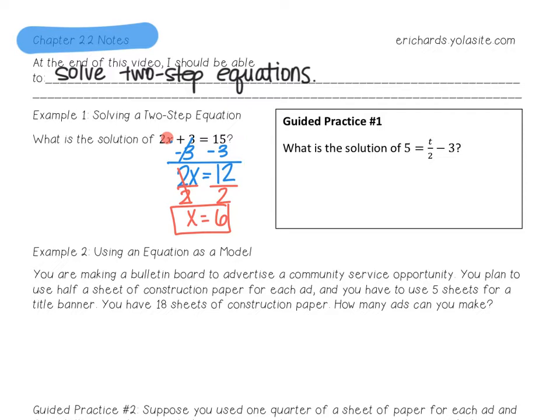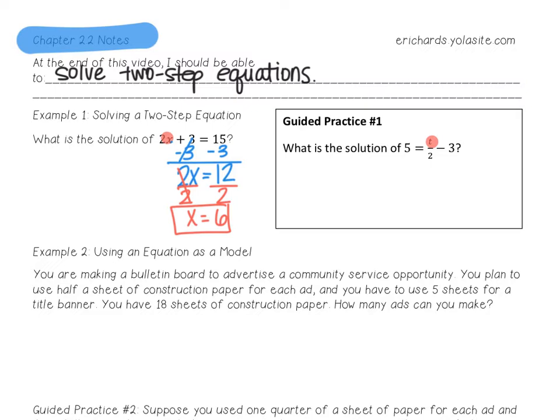Guided practice number 1. I'm going to walk you through it a little bit. First, you are dividing the t by 2 and then subtracting 3. So when you solve it, first you're going to undo the subtraction and then undo the division. Pause the video, try it on your own, and then I'll give you the answer.